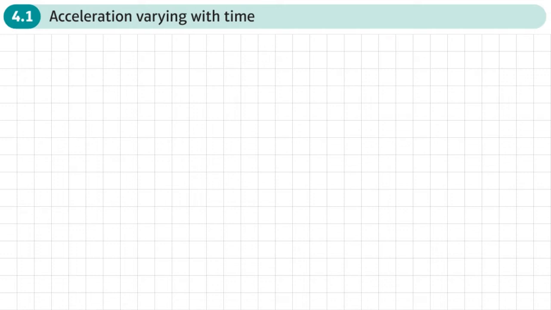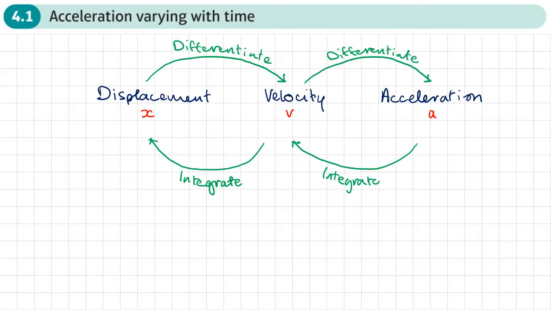This is the first section of chapter 4, kinematics, and this section is all about acceleration varying with time. Now, hopefully you'll remember from the Stats and Mechanics Year 2 book, actually from Year 1, you learned that if you have variable acceleration, where acceleration is a function of time, we can integrate the acceleration to get the velocity and the displacement. We can differentiate the displacement, and differentiate the velocity, to get the acceleration.